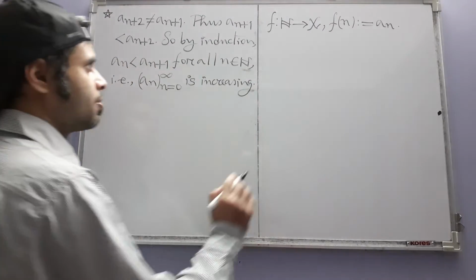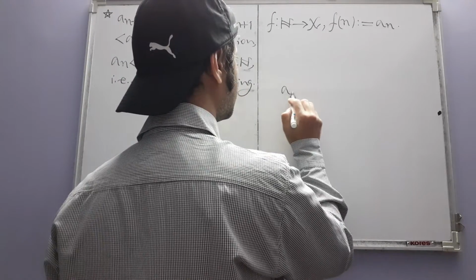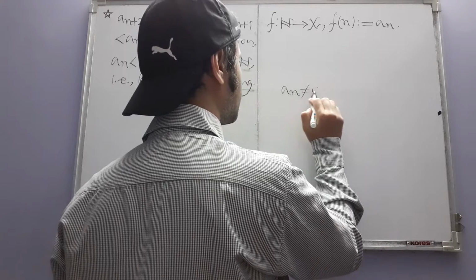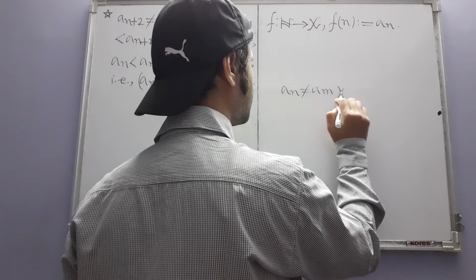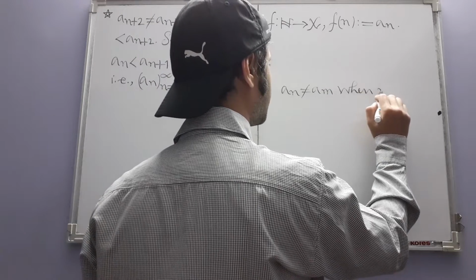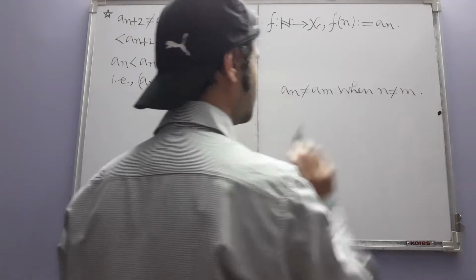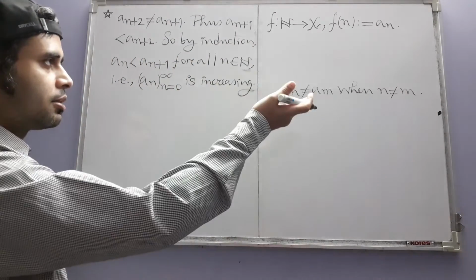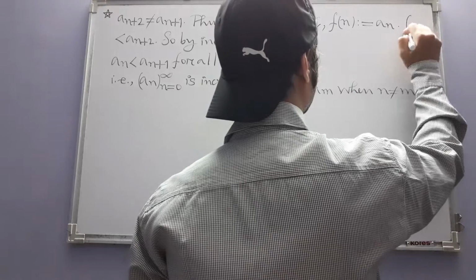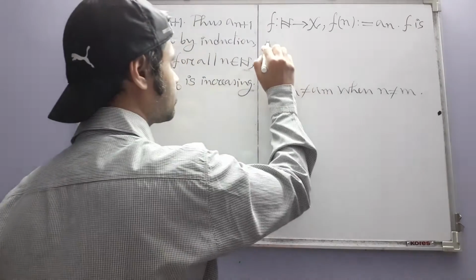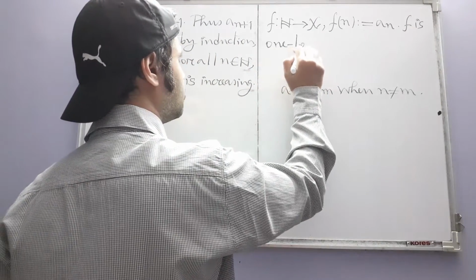And now, using this fact that a_n is not equal to a_m when n is not equal to m, one directly sees that f is 1 to 1.